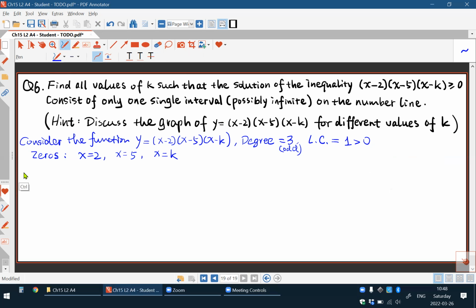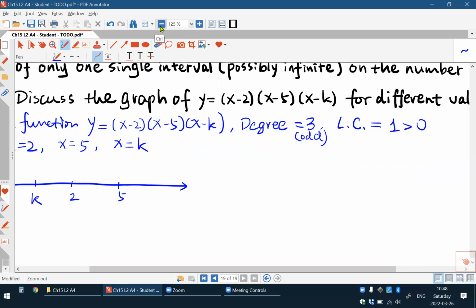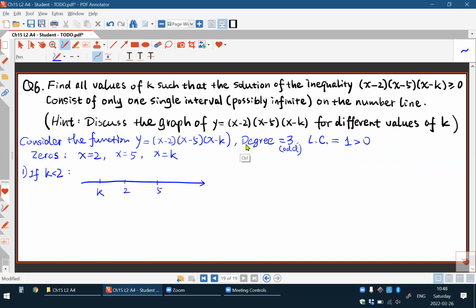So first of all, let's see if k is less than 2, what will happen? Okay, if k is less than 2, if this is 2, this is 5, k must be here, right? Okay, first of all, what's the end behavior? End behavior does not change because the degree is always 3 and the leading coefficient is always greater than 0, right? If the degree is an odd number and the leading coefficient is positive, it will go this way, right?